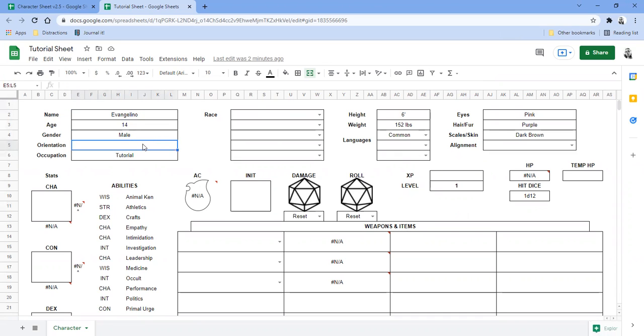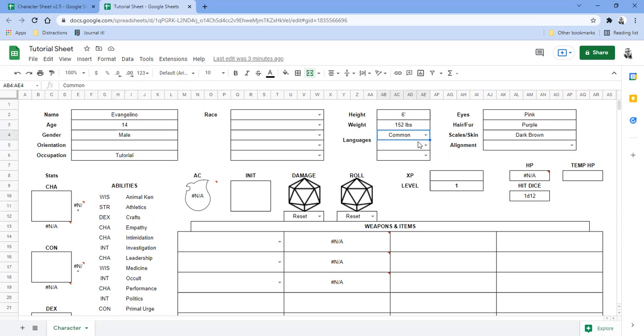If you want to go into sexual orientation, you can, just for a little bit of flavor. If you want them to have a job, or anything else important that really defines who your character is. Their height doesn't matter, their weight doesn't matter. That's just how you play and how you describe your character. Eyes, hair, fur. We'll get into this later.